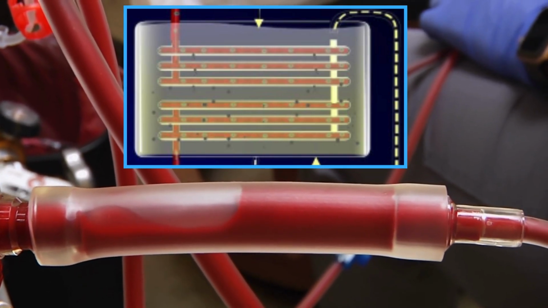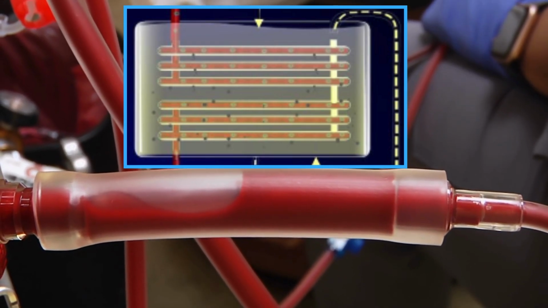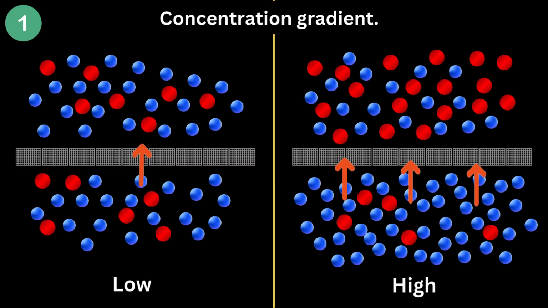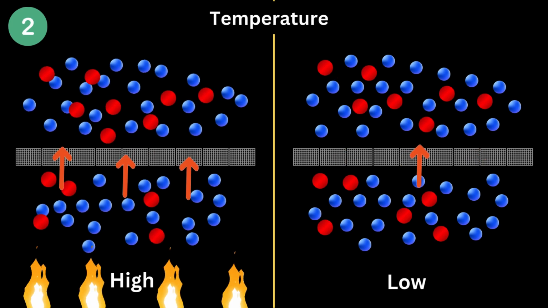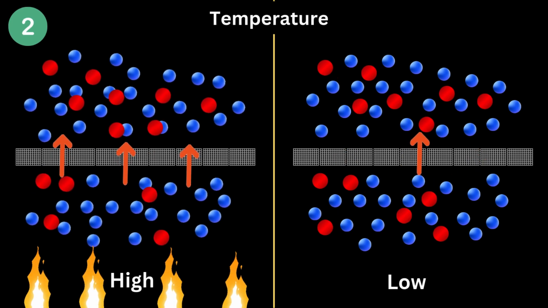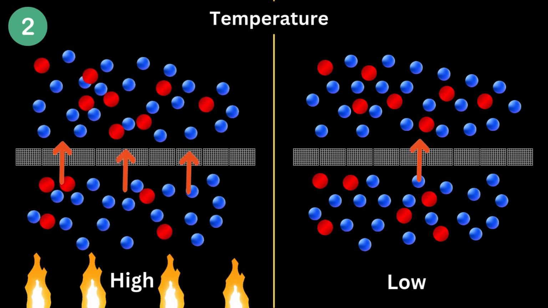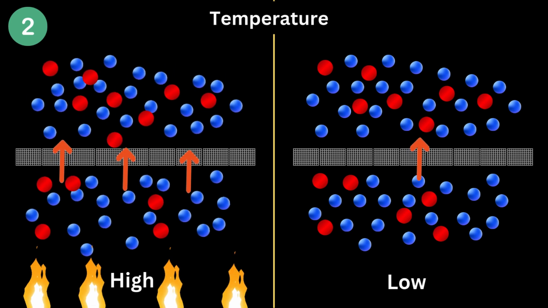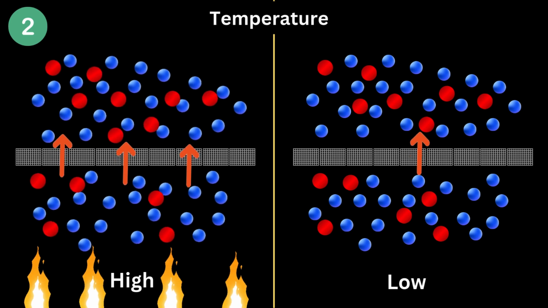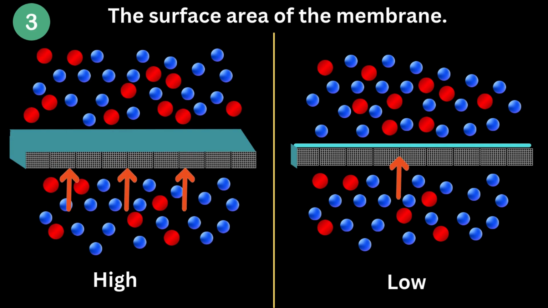Now let us look at the major factors that affect the rate of osmosis. 1. Concentration gradient. The larger the difference in solute concentration between the two sides of the membrane, the faster the rate of osmosis. A steeper gradient creates a stronger pull for water movement. 2. Temperature. Higher temperatures increase the kinetic energy of water molecules, making them move faster, and thus increasing the rate of osmosis.